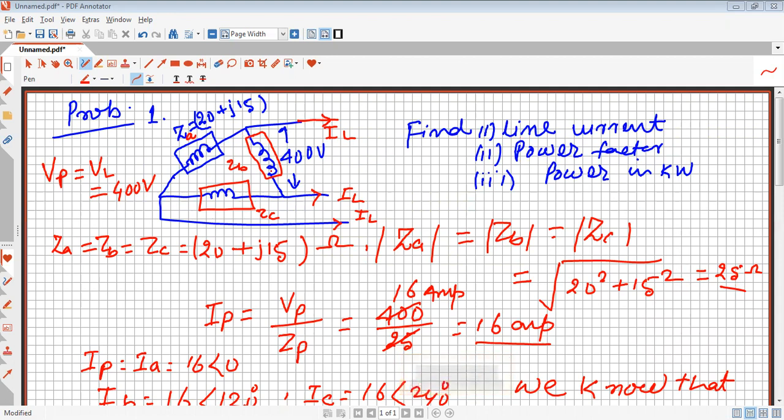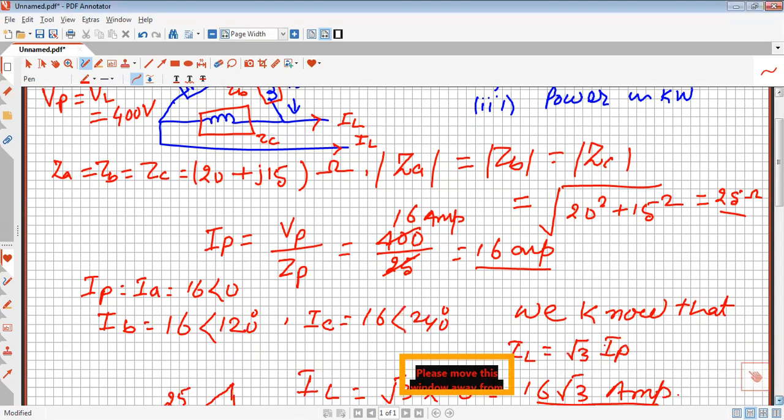So first of all I am going to find the phase current. From Ohm's law, the phase current is phase voltage divided by impedance of the phase. Phase voltage is 400 volt, impedance of the phase is calculated as 25 ohm. So it is divided by 25, and we get the value 16 ampere.